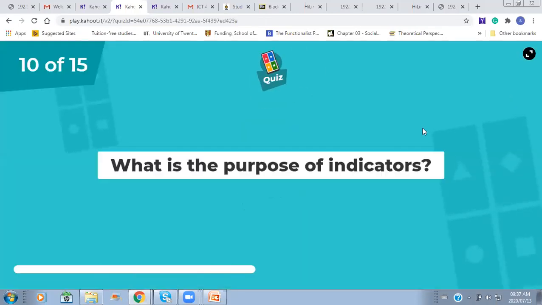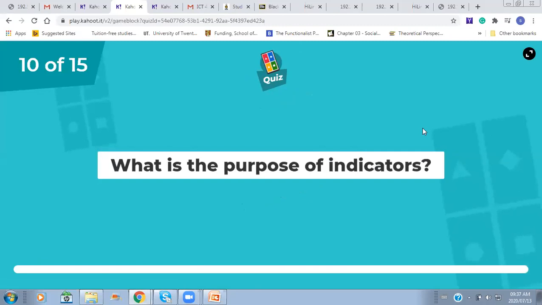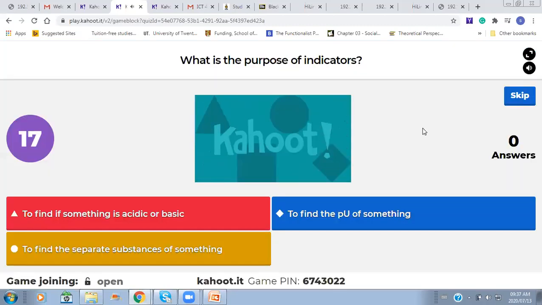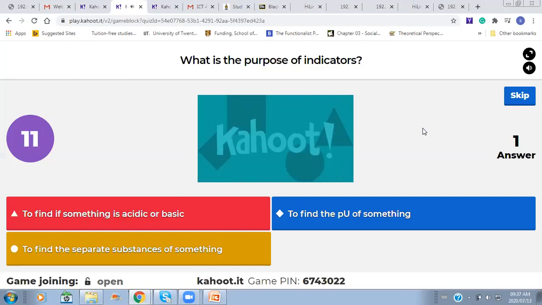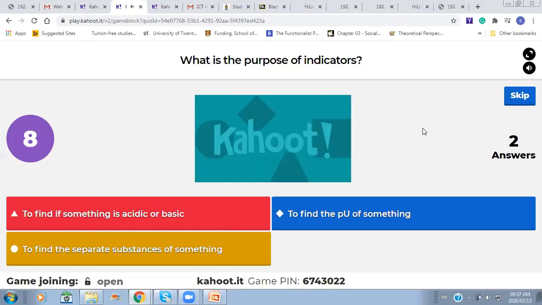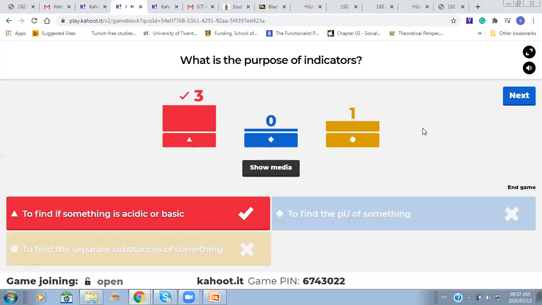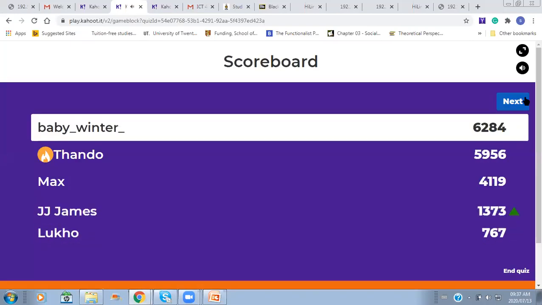We have got the question: what is the purpose of indicators? Okay, that is correct. Three people got this one right. Let's see the one who did that first. Okay, James, you did that first. You answered first. Let's go on to the next.